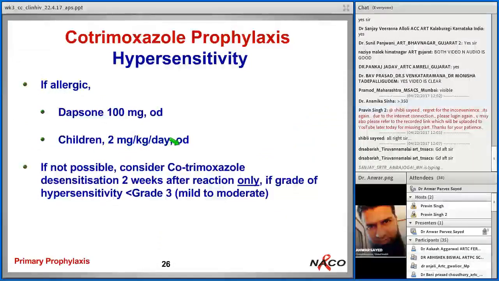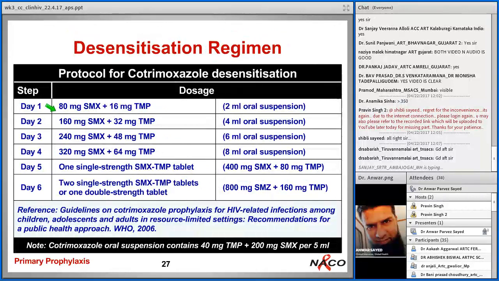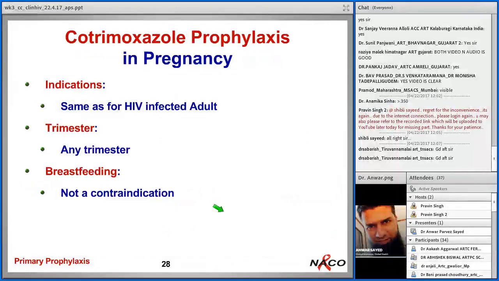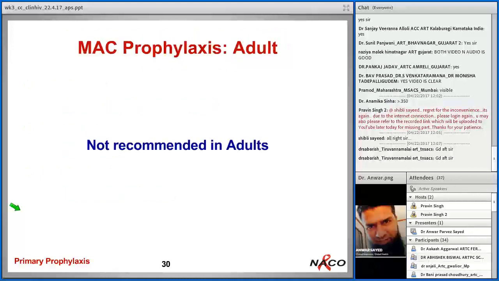So if patients are allergic, you can use dapsone once daily, for children 2 mg per kg per day. If not possible, consider desensitization, 2 weeks after the reaction, only if the grade of hypersensitivity is less than 3. And these are the dosages we use in desensitization on day 1, 2, 3, 4, 5 and 6. You start with a very low dose and slowly continue increasing the dose. Over a period of 6 days you can desensitize these people. In pregnancy it is the same; it is safe to use in all trimesters. Breastfeeding also is not a contraindication.